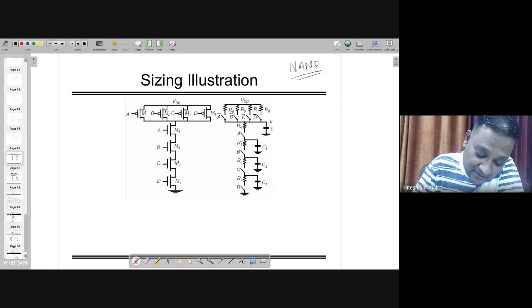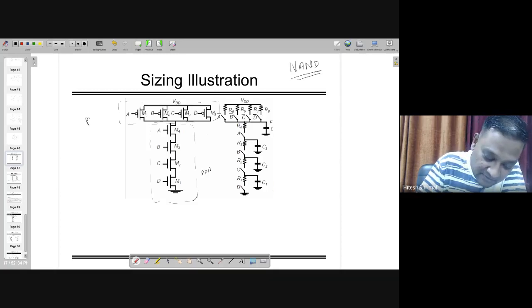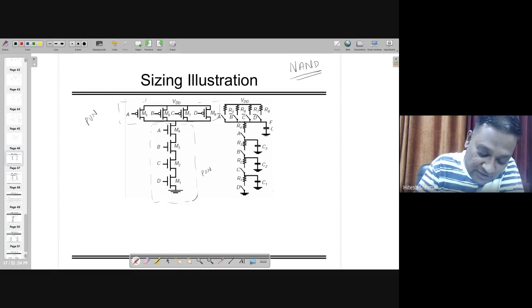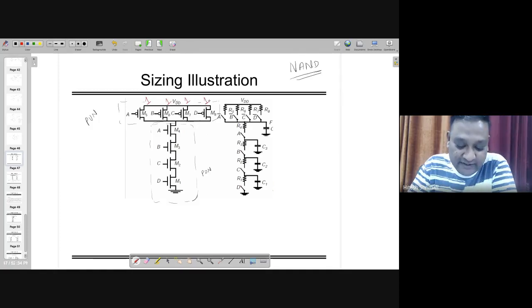Now I want to make the power down network and power up network, the size in such a way that both the resistances will be equal. And we also understood that if the transistors are in parallel, we are going to consider them only one. So each one of them is actually 1. So in that case, what value of M4, M3, M2, and M1 do I need to keep?